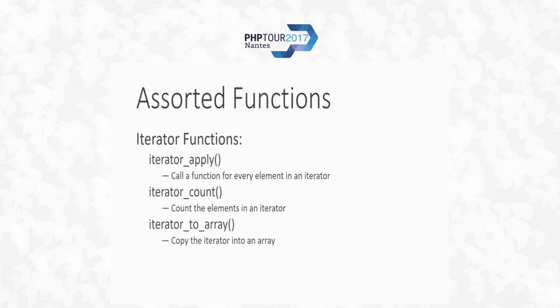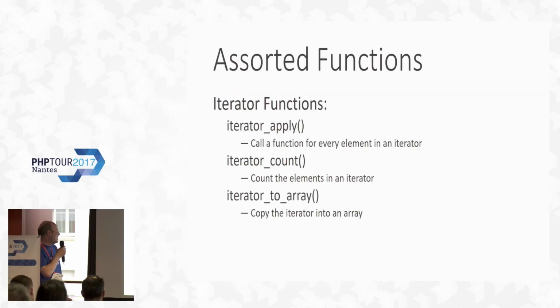It also provides a set of iterator functions. Iterator apply is effectively an array map against an iterable object. You can do that with generators now and all kinds of other things. Iterator count the elements in an iterator, or convert it to an array so that you can use your standard array functions.